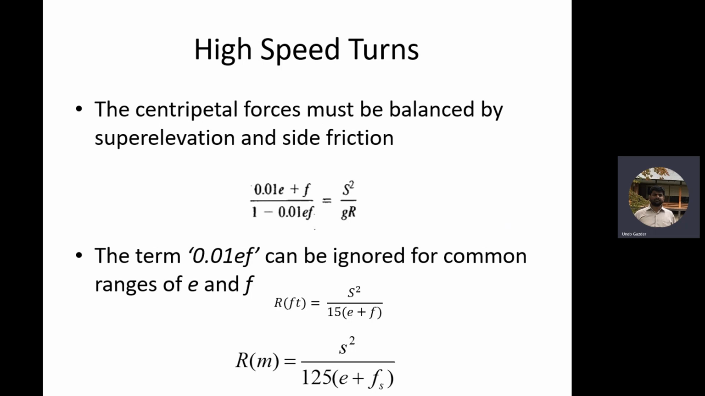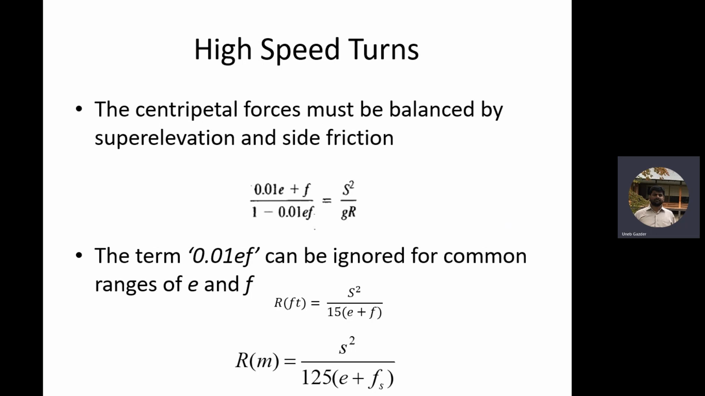So in this equation, we are using e, which is superelevation. We are using f, which is friction. We call it side friction, because this is for turning. This is different from another friction which you will see later on. So side friction, and then we have s for speed, and then we have R, radius.